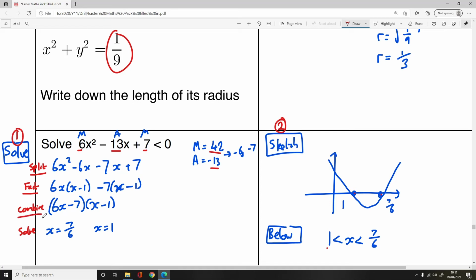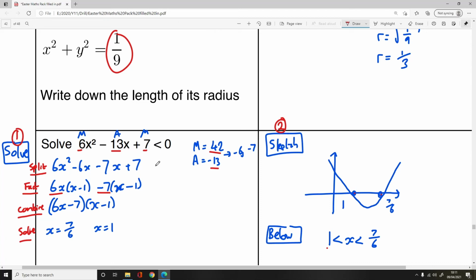We combine our brackets together, so 6x minus 7 comes from there, and x minus 1 is just the bracket we've got. And then we solve. So flip the sign, divide by how many x you've got. We end up with x is 7/6, or x equals 1. Another option is you could have used the quadratic formula, of course. So that's step 1, solve it.